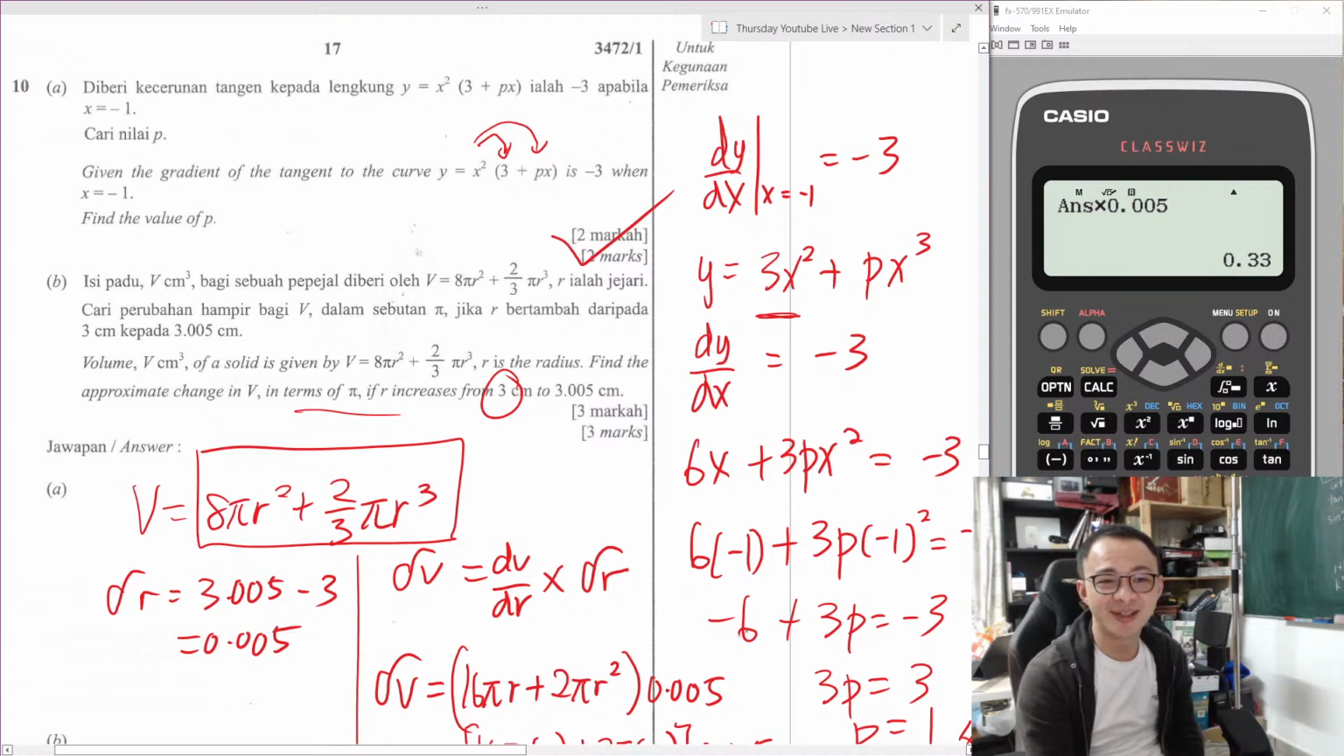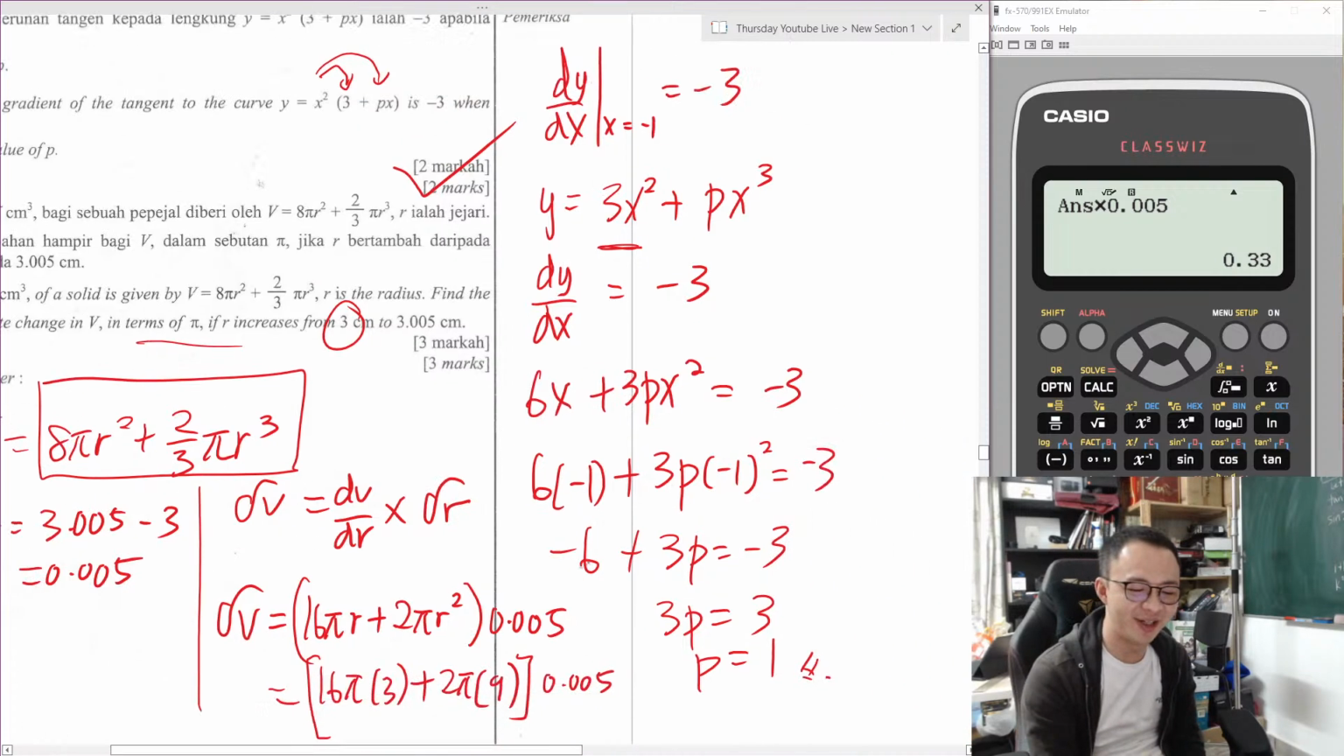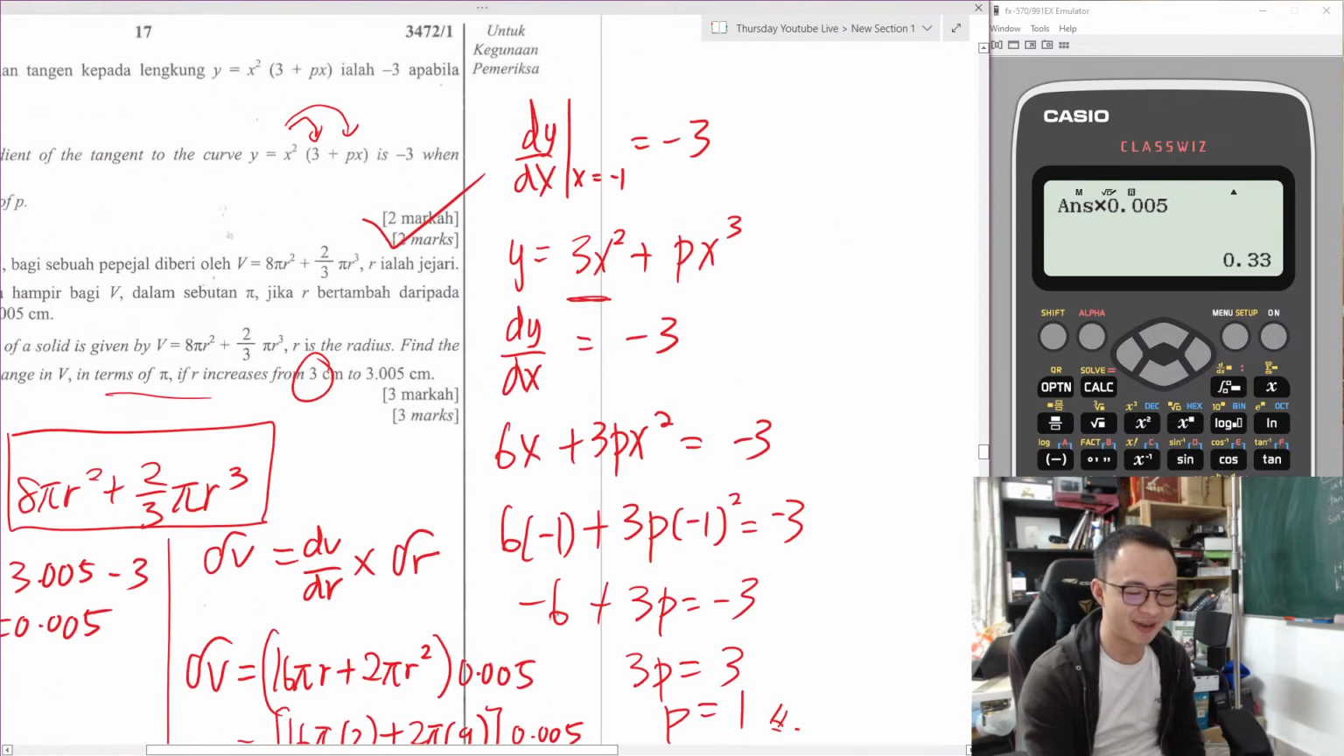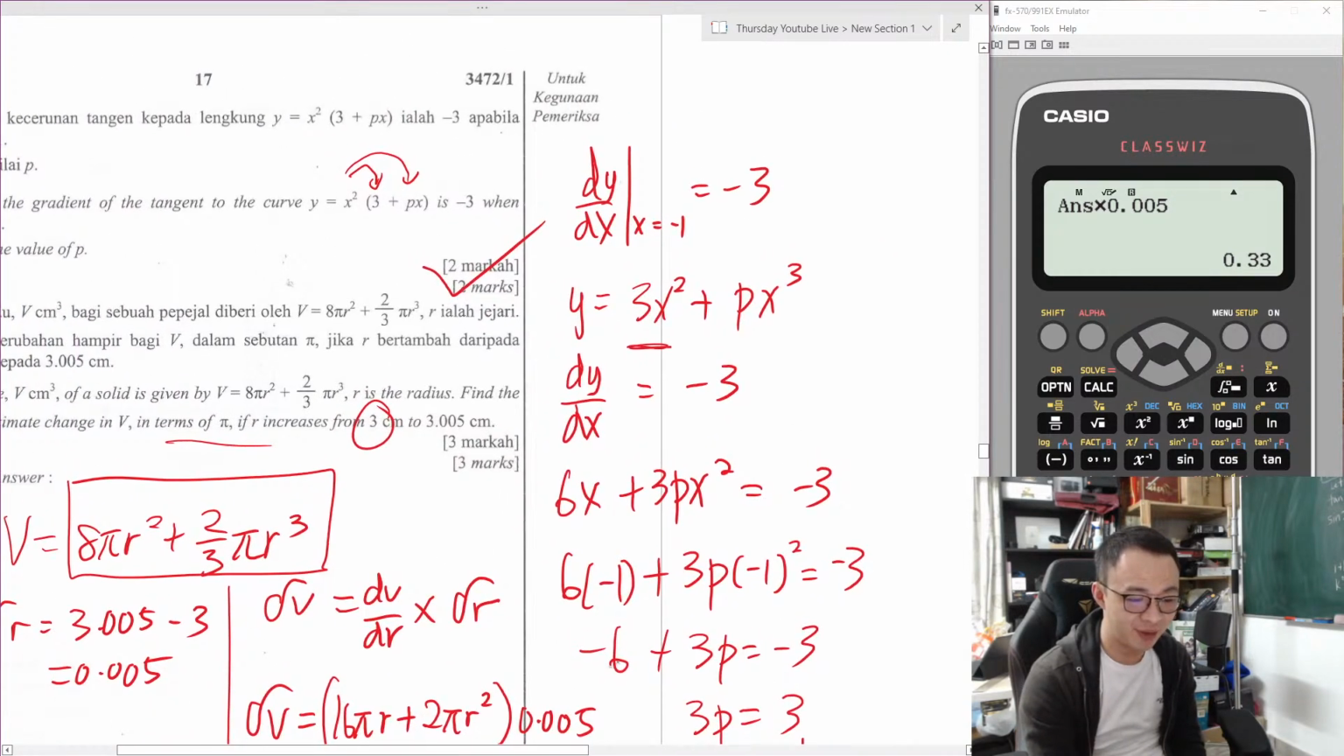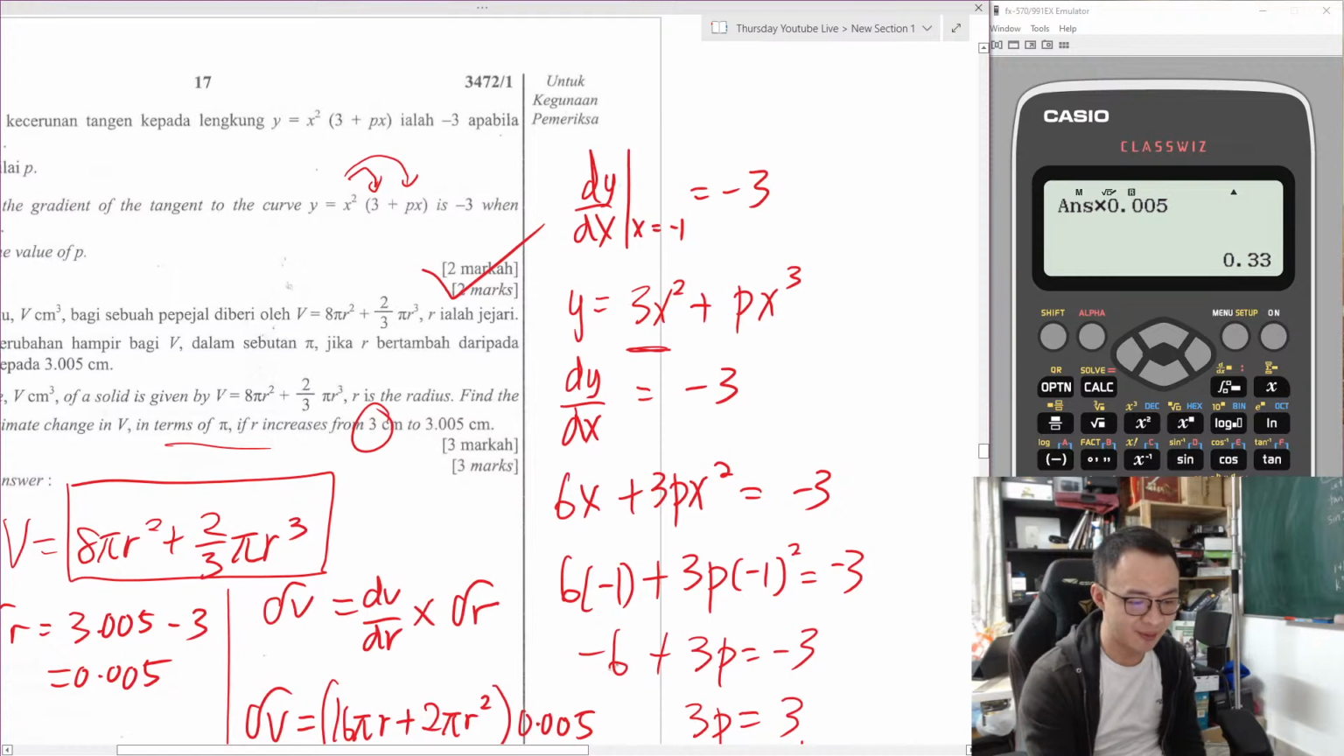Update sir, please. Why is the p value negative 1.5? Really? Did I make any careless mistake here? 3p squared plus px cubed. Oh, there's a square here, isn't it? No, there's no square.